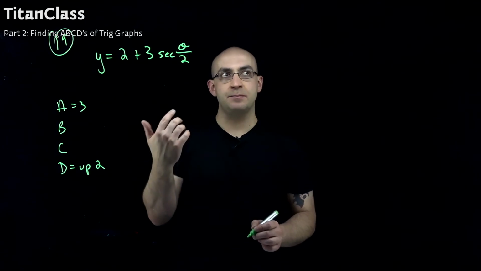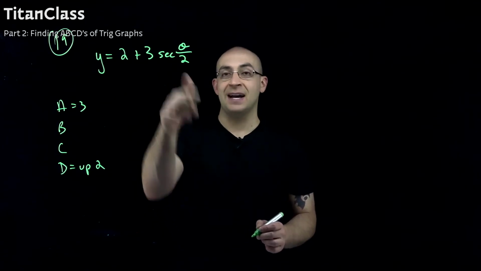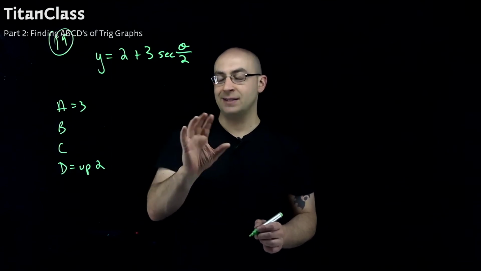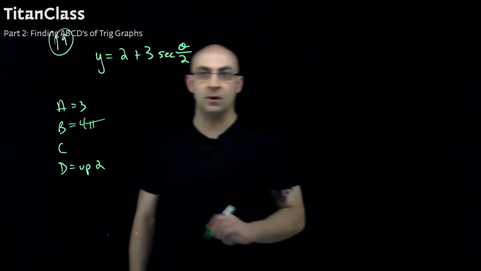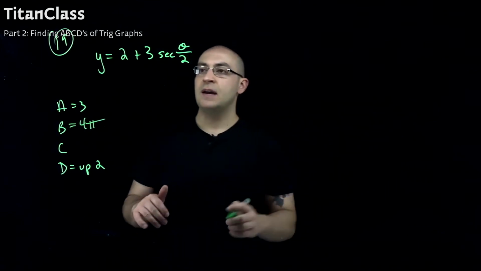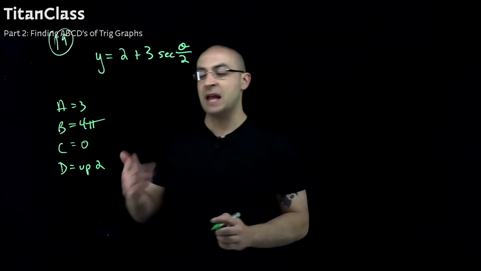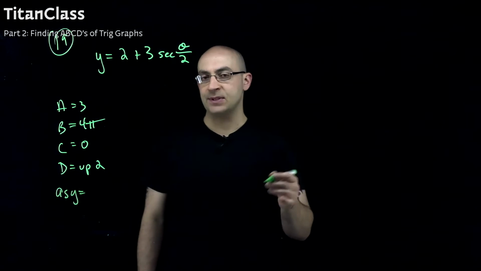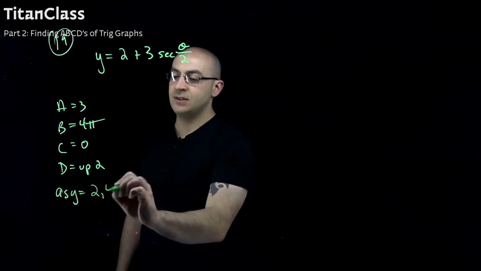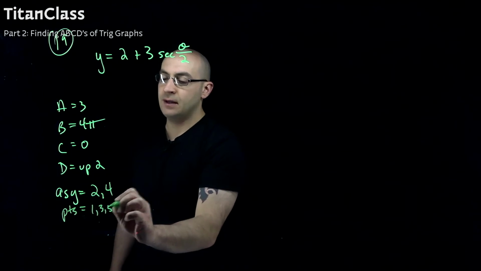So secant's parent function period is 2 pi. So we're going to be doing 2 pi divided by 1/2, which ends up being 2 pi times 2, or 4 pi. So the period for this function is 4 pi, which is a really, really long period. And then C, there is no C value. There was no phase shift because there is no parentheses. Now, asymptotes for secant are exactly the opposite from cosecant. Asymptotes are at 2 and 4, where we have points at 1, 3, and 5.